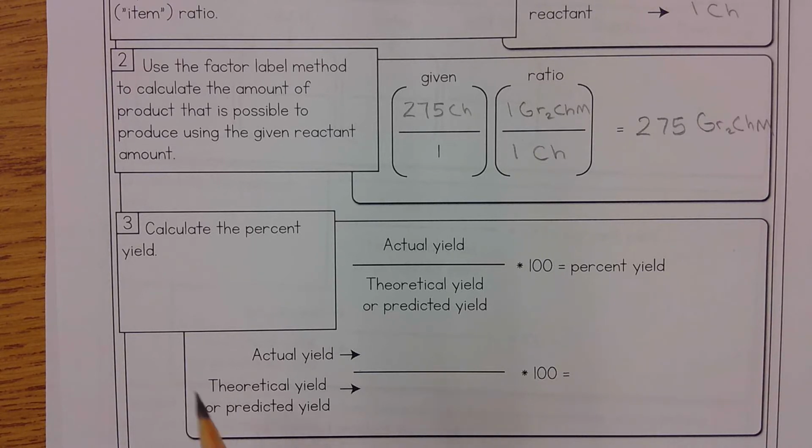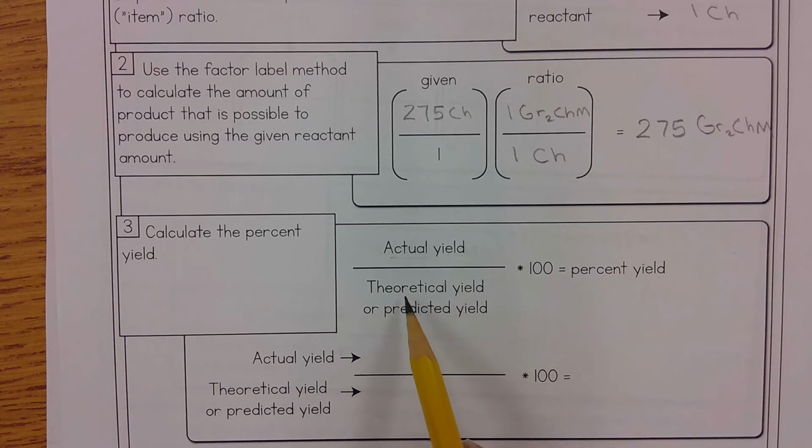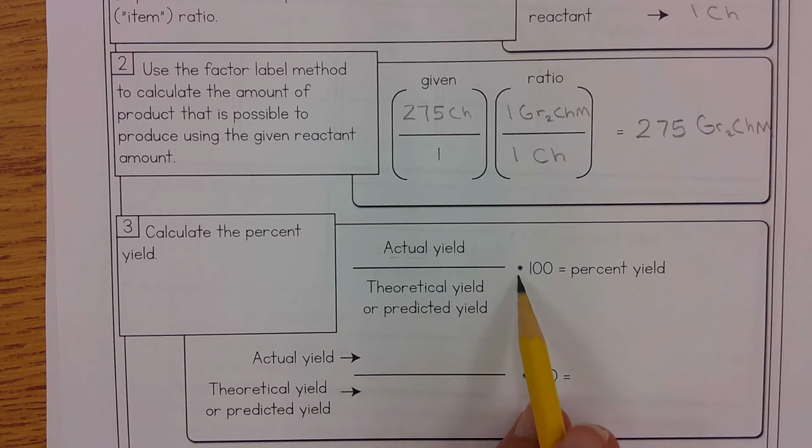So now we need to calculate our percent yield. Here is the equation: our actual yield, what we actually got, divided by theoretically what we should have been able to get, times 100.